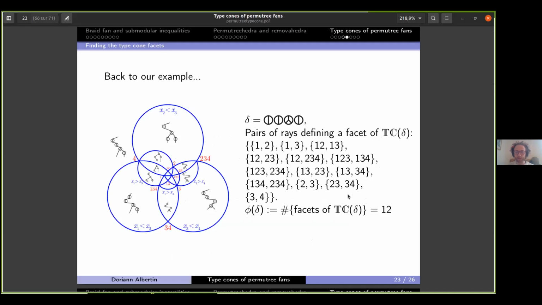This means that the corresponding inequality can be written as a sum, a linear combination of the inequalities defined by these pairs of rays. On the other hand, 2, 3 and 3, 4 define as well a wall crossing inequality, and it is right here. So this one is necessary, it defines a facet of the type cone.